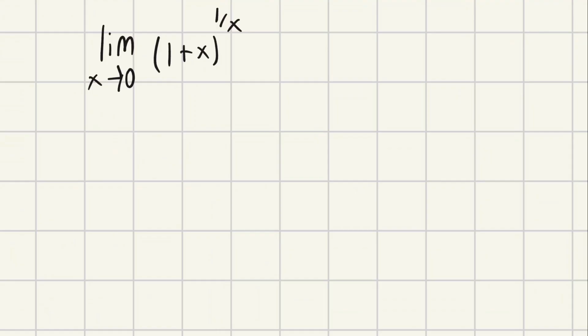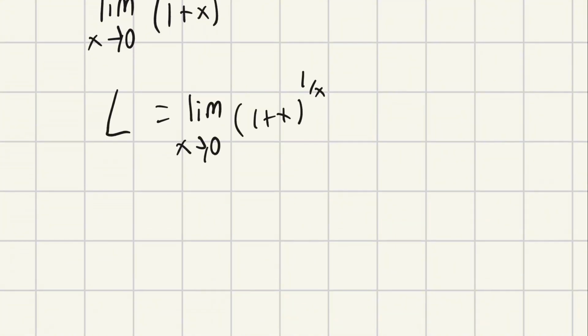I think first and foremost, the best thing we can do here is give this limit a name, so we can do things on both sides. Let's just call this limit L. L equals the limit as x approaches 0 of (1 plus x) to the power 1 over x. So the first step here is to take the natural log of both sides, because that's going to allow us to bring the power down, which you'll see very soon.